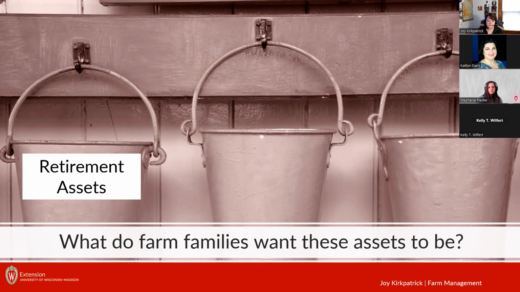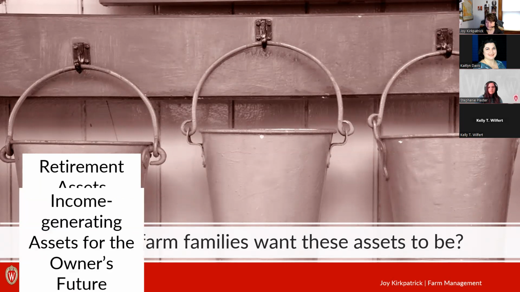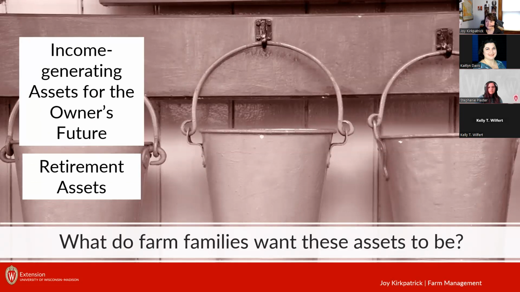My point is that for a lot of farms I work with, the assets are needed, at least partially, to support the owner throughout the rest of their lives. So if you don't like the retirement word, let's call that bucket income generating assets for the owner's future, right? But that just doesn't roll off the tongue like retirement assets. So you can use either one of those that you'd like.